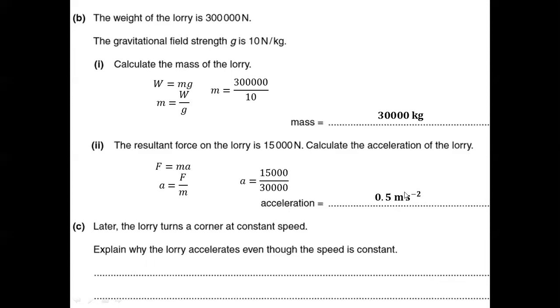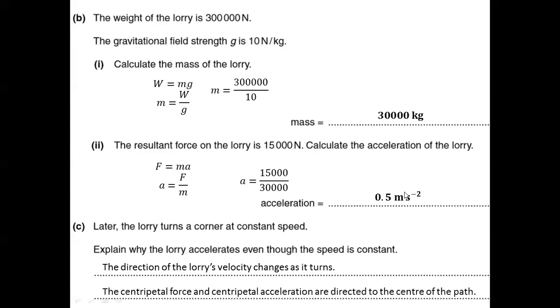Okay, next, letter C. Later, the lorry turns a corner at constant speed. Explain why the lorry accelerates even though the speed is constant. Now remember, when the lorry turns a corner, even though the speed is constant, the direction of its velocity changes. So when there's a change in the velocity, that means there is an acceleration. In fact, the acceleration, or the centripetal acceleration, as well as the centripetal force, is directed to the center of that circular path or arc that the lorry was tracing.